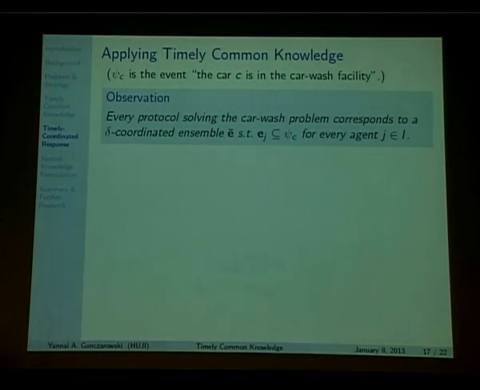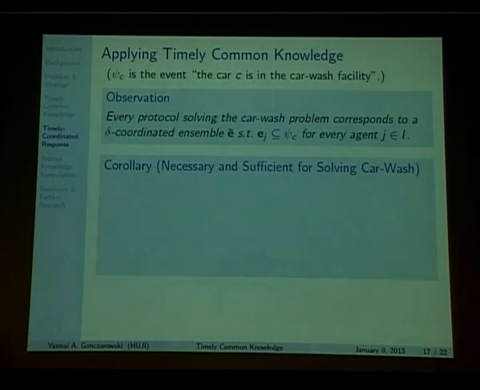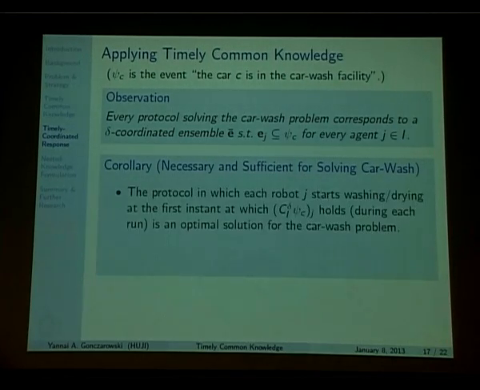It is delta coordinated because the protocol solves the car wash problem. Each event in this ensemble implies that the car is there, again, because the protocol solves the car wash problem. And in fact, every delta coordinated ensemble in which every coordinate implies that the car is inside the car wash facility can be used to construct a solving protocol. You simply tell each agent, start washing when your event holds. So the corollary is that timely common knowledge is necessary and sufficient for solving the car wash problem.